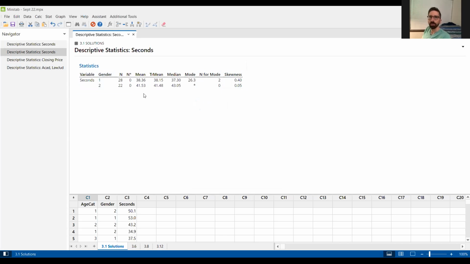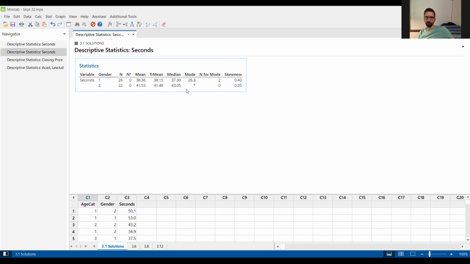Now notice that for the males, we have a mode, right? 26.3 is repeated twice, but for females, there's a star there. There's no mode. There's no repeats. Okay? So, any questions about that?